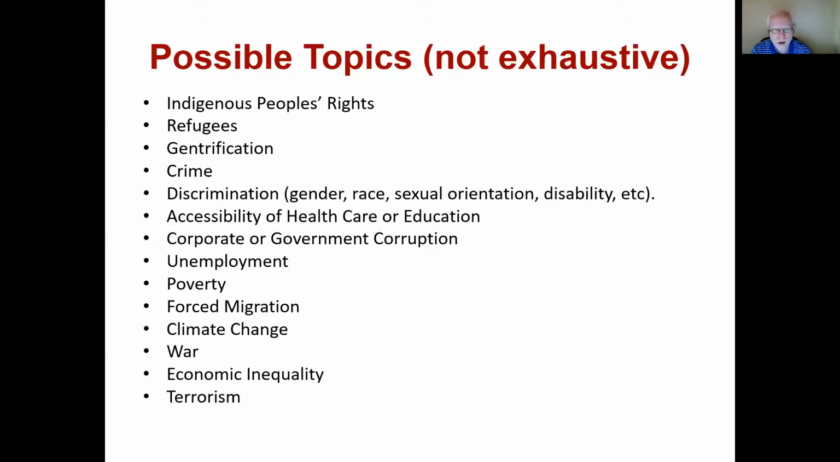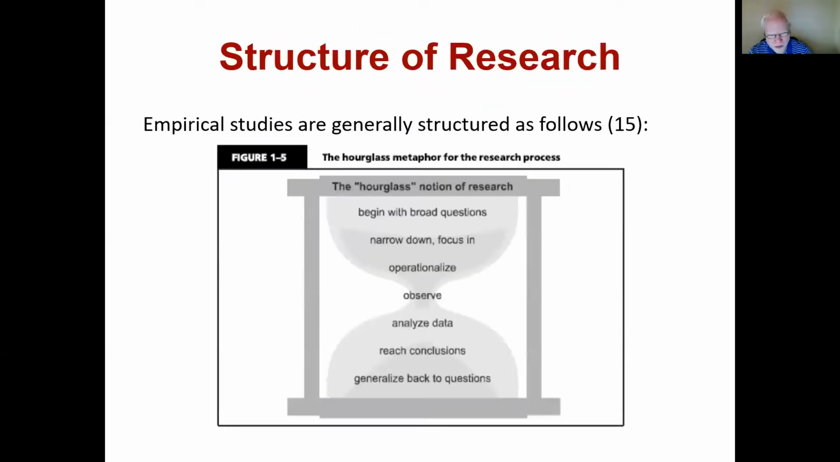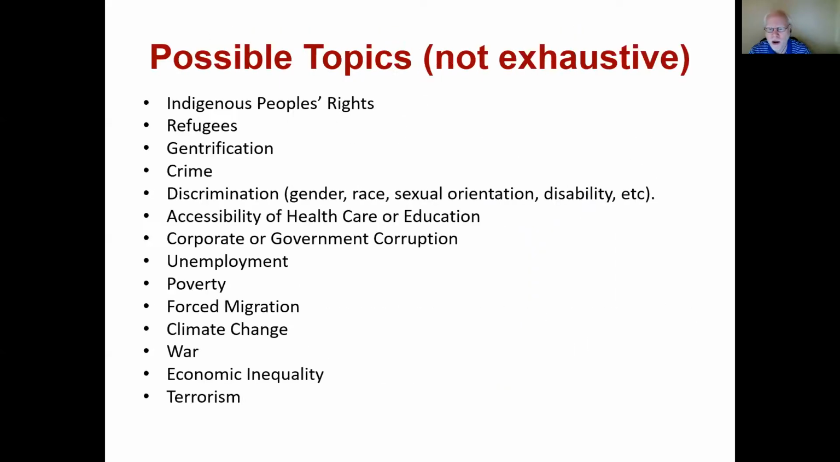So, possible topics, not exhaustive, of social issues that you might be interested in. These are the macro, broad questions or broad problems, social issues that you want to be addressing. So things like indigenous people's rights, refugees, gentrification, crime, discrimination, multiple forms of discrimination, access to healthcare, education, or other services, corporate or government corruption, unemployment, poverty, forced migration, climate change, war, economic inequality, terrorism, and there's many others. So you don't have to be choosing one of these as your broad problem area. But these are just possibilities to get you started brainstorming about what social issues are.